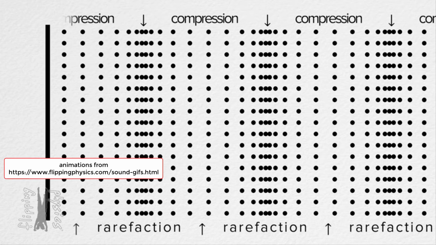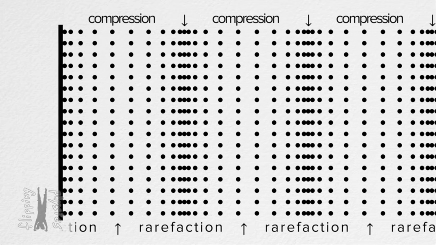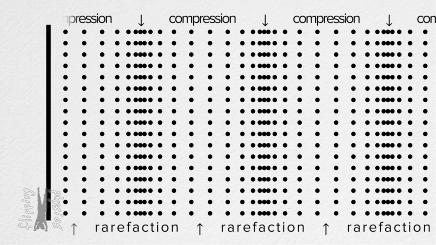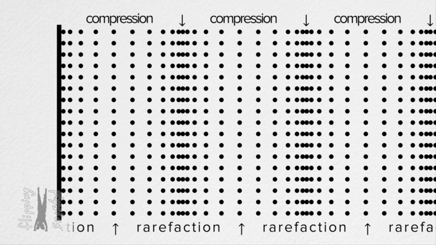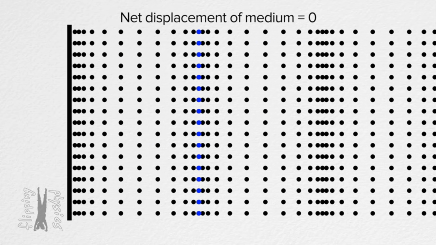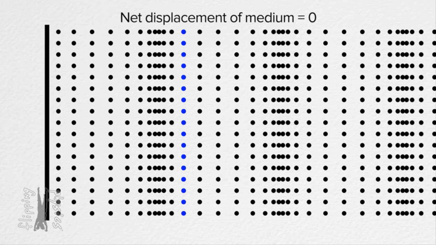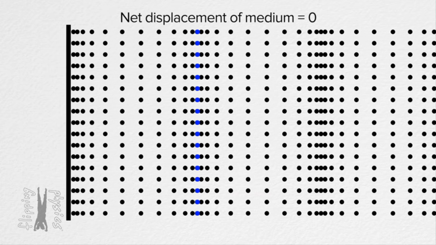Sound waves are made by vibrating air particles that bump into each other. These vibrations travel through the air as compressions where the particles are closer together, and rarefactions where the particles are farther apart. Note that there's no net displacement for any individual particle. While they vibrate back and forth, overall, the individual particles don't move from left to right.